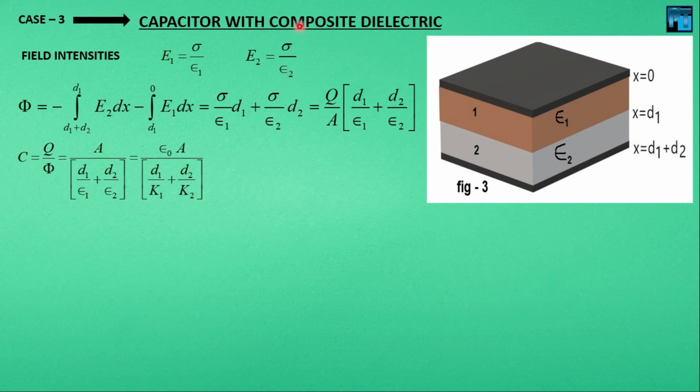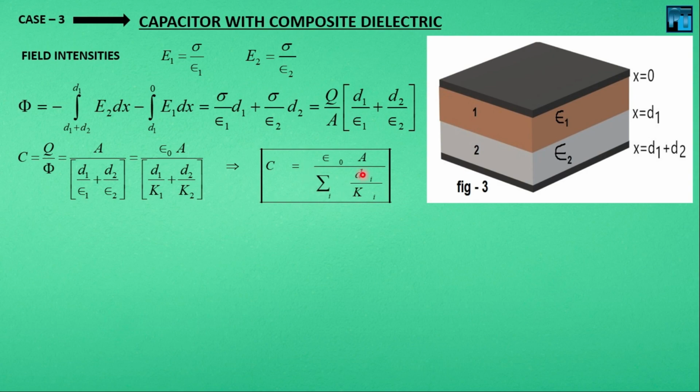Now, composite dielectric means only two? No, there may be several dielectrics like 1, 2, 3, 4, and so on. So there should be a general equation like this: epsilon naught a by the sum over i of di by ki. i may be 1, 2, 3, 4, 5, 6, anything. It may be n number of dielectrics stacked together, so d1 by k1 plus d2 by k2 plus dot dot dot dn by kn and so on. This is a very important equation for your mathematical purposes.